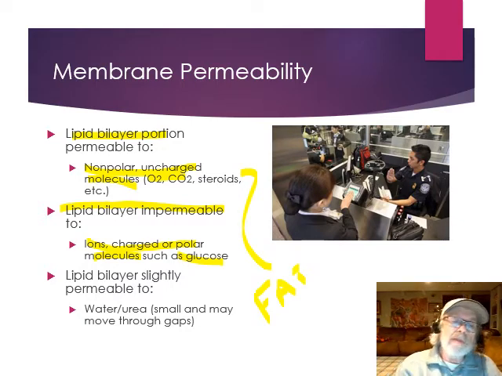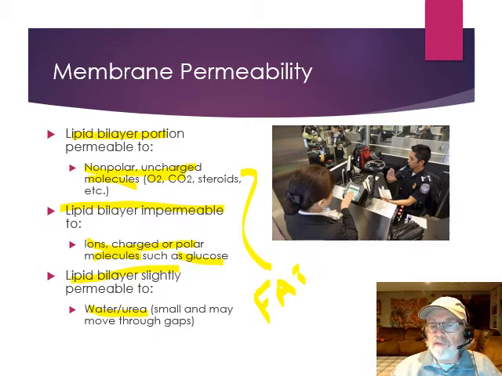Okay, the lipid bilayer is slightly permeable to things like water and urea. Urea is a nitrogenous compound, mostly a waste compound from the breakdown of proteins. These are relatively small molecules, and they usually are able to fit and work through these small little gaps. Okay, so basically, this membrane is sort of like a customs agent.